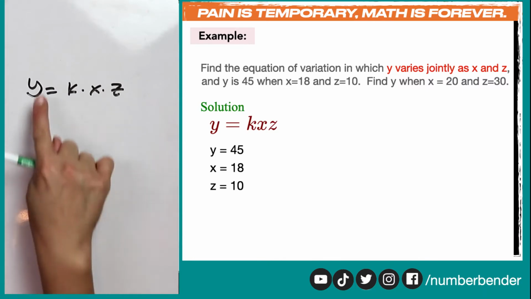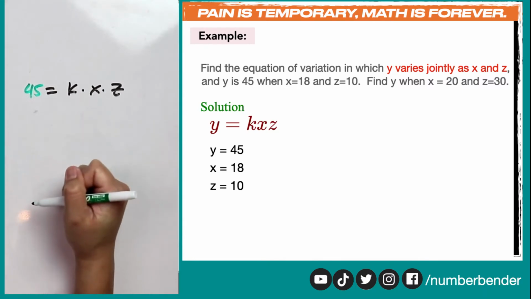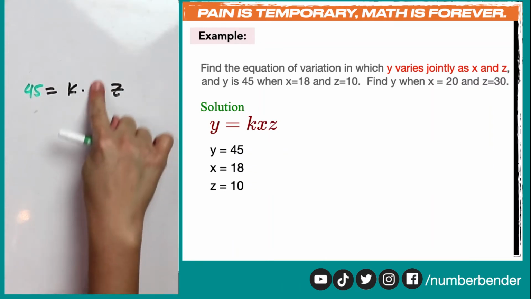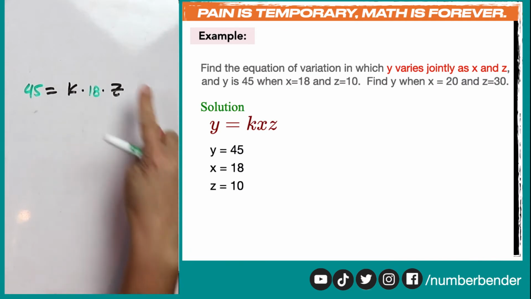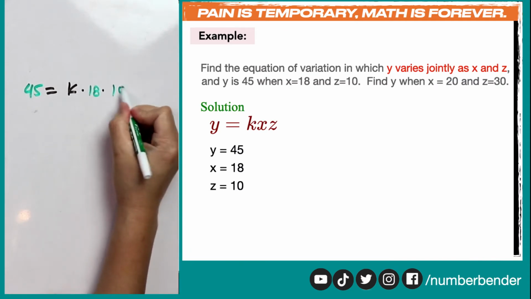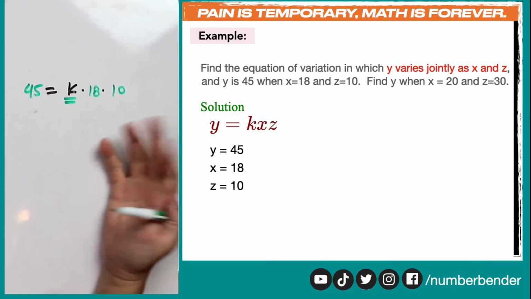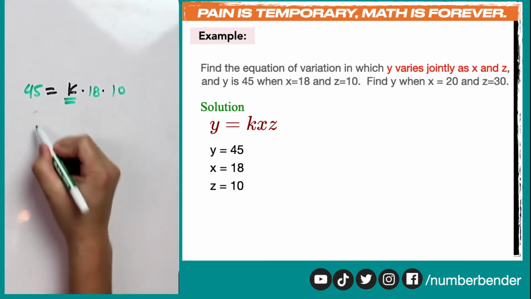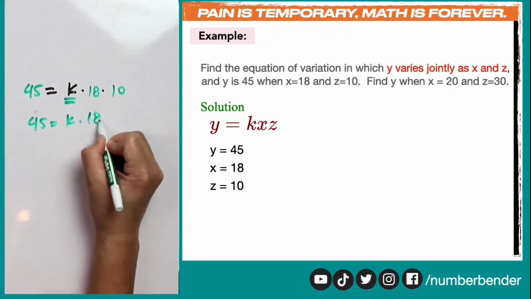So y is 45, so let's change y to 45. X is 18, so let's change x into 18. And z is 10, so we have z is equal to 10. And now we're looking for k, or the constant of variation. And by just doing basic mathematics, we know that we'll have 45 equal to k times 180.